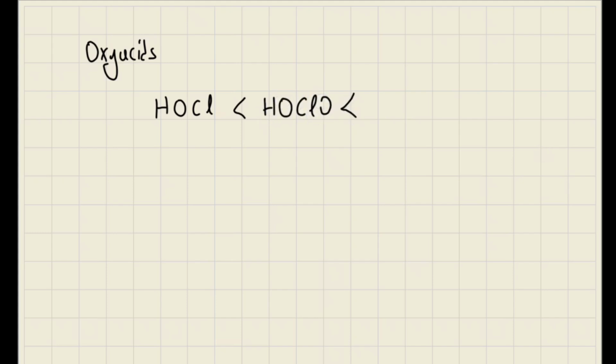So if we look at the oxyacids, for instance, we have HOCl and we have HOClO. We are adding oxygen. Then if I add more oxygen, it becomes a stronger acid. So this is a stronger acid since there are so many oxygens, and this acidic proton can be released more easily when we add more electron withdrawing groups.